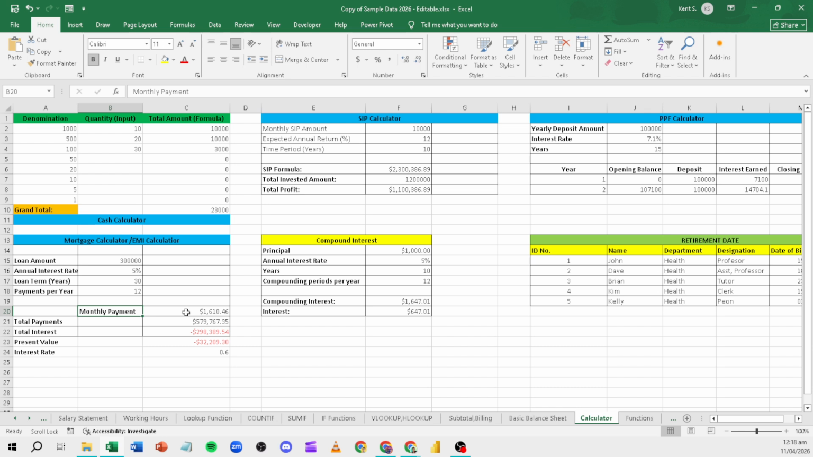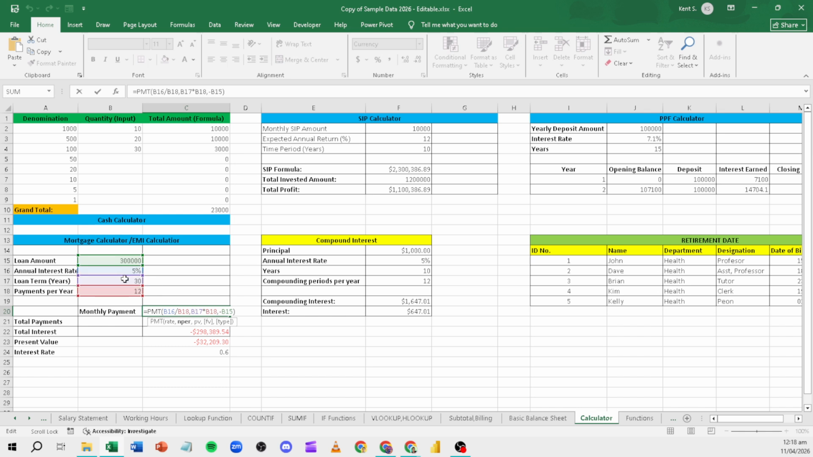In the cell to the right of that label, enter the PMT formula, which calculates the payment for a loan with constant payments and a constant interest rate. Type equals PMT(rate, NPER, PV). Replace rate with your annual interest rate divided by payments per year. Replace NPER with loan term (years) multiplied by payments per year, and replace PV with the loan amount.